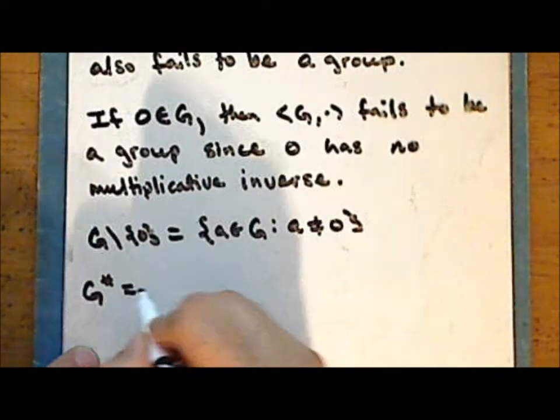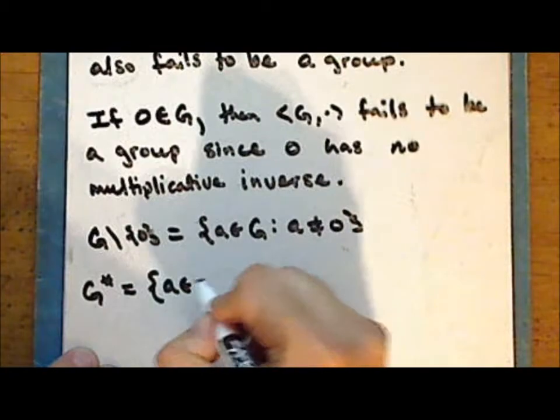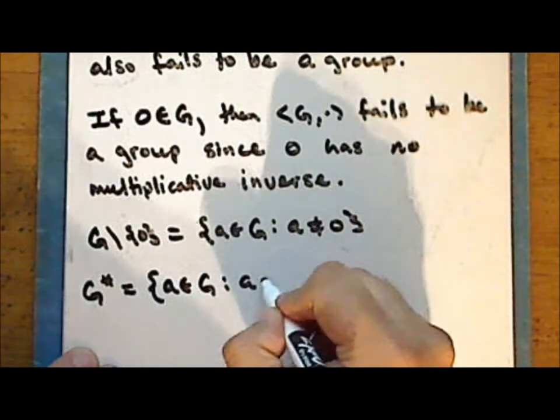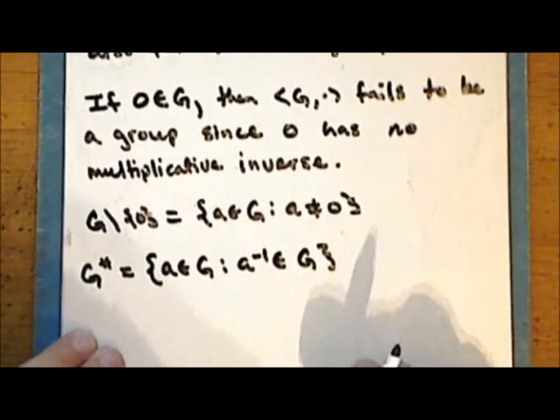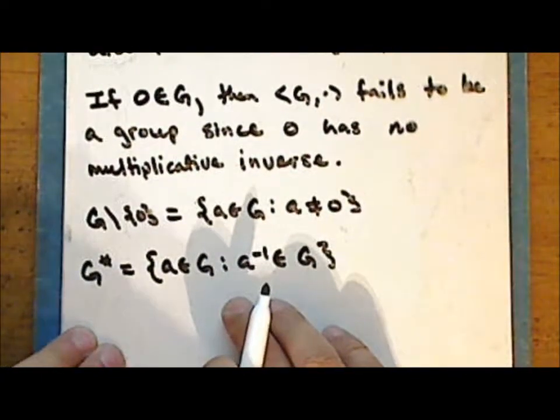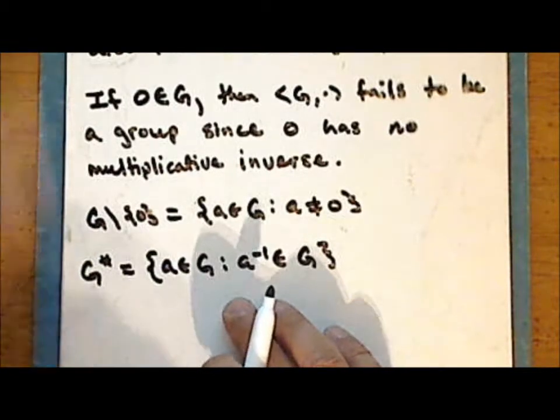The deleted set from the set G is a set of those elements in the set G such that the multiplicative inverse is also in the set G. So in other words, we have removed or deleted those elements in the set that do not have a multiplicative inverse.